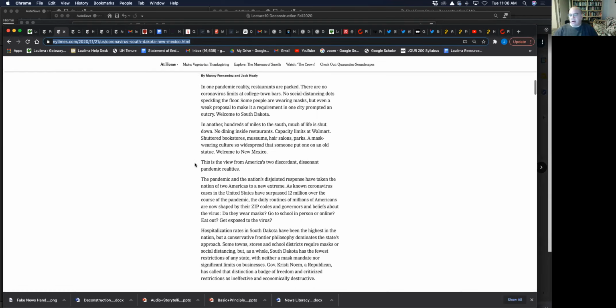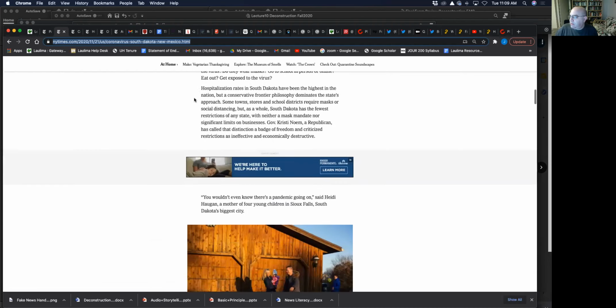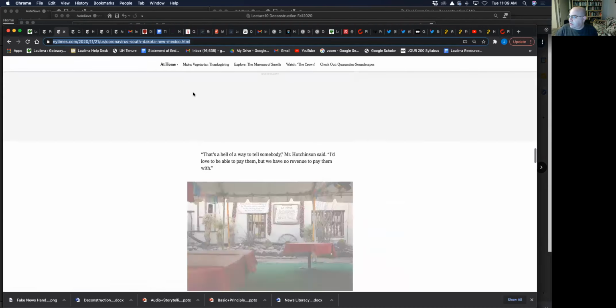So where does the nut graph begin? I'd say either begins where it says the pandemic and the nation's disjointed response have taken the notion of two Americas to a new extreme. That's right. Okay. I was going to say either that one or the paragraph after it, but I think it's the one where it says starts with the pandemic. Okay. So, generally, are the nut graphs starting somewhere towards the middle? Only in the sense that, well, this is the point.